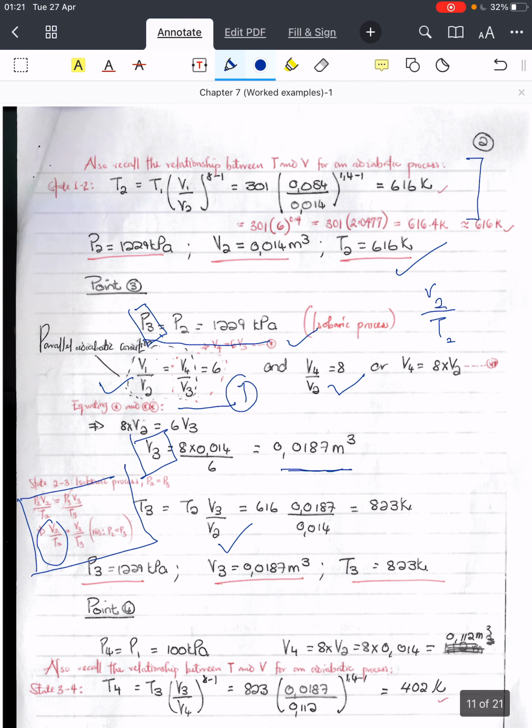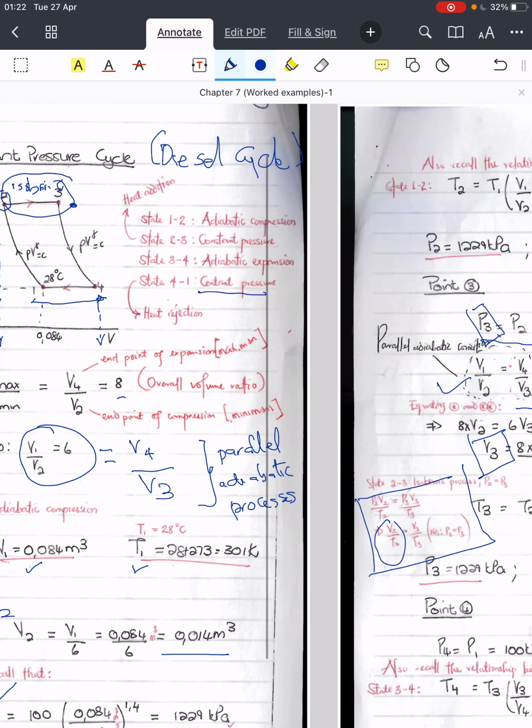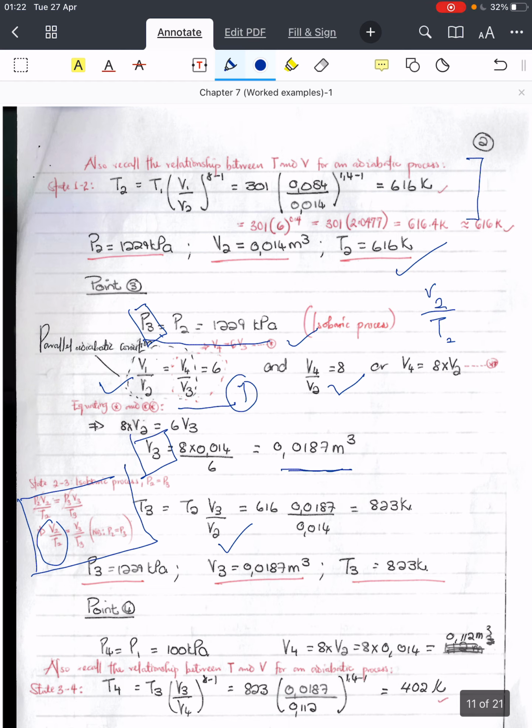So P4 is equal to P1. P4 equals P1. If you look at this, where is our 4? Where is our 1? So remember, 4 to 1, yes, constant pressure. It's isobaric. I made a mistake there. So this is isobaric, constant pressure. So P3 equal to P4. All right, so that's how we got that. Okay, so we've gotten that.